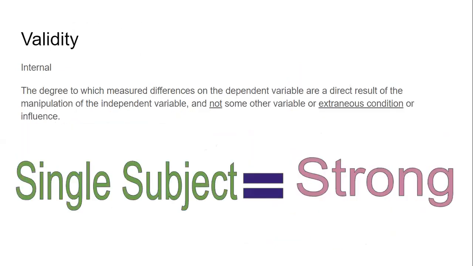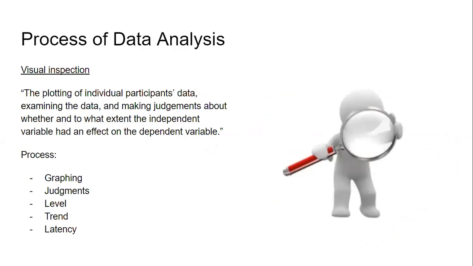For internal validity, you're wanting to see if the differences on the dependent variable are an actual result of just the independent variable, not something else that we've mentioned before, like history or maturation. For single subject, it's fairly strong because you're able to control more variables than with a larger sample size. You have one treatment, one individual, so you have more control, so it's going to be very strong internal validity. The process of data analysis is going to be highly dependent on observing.